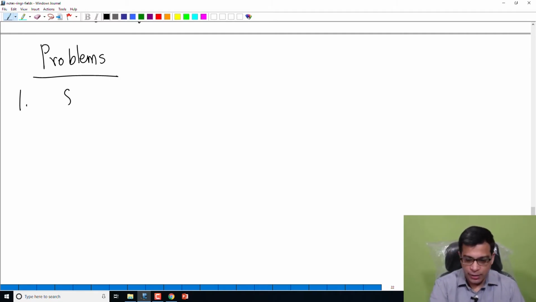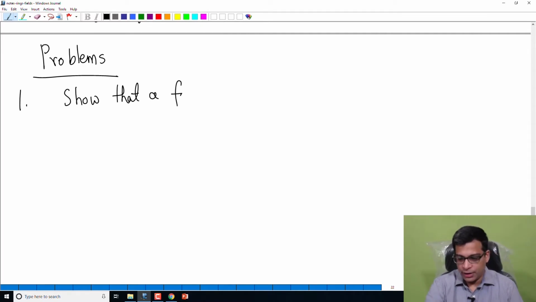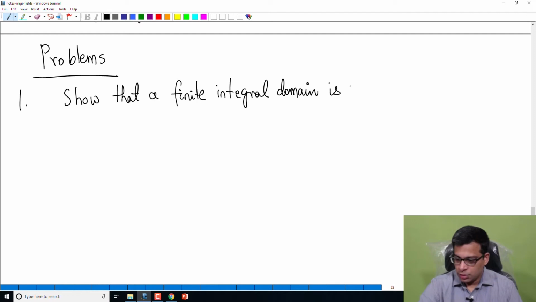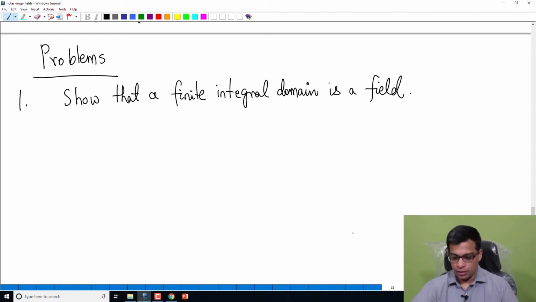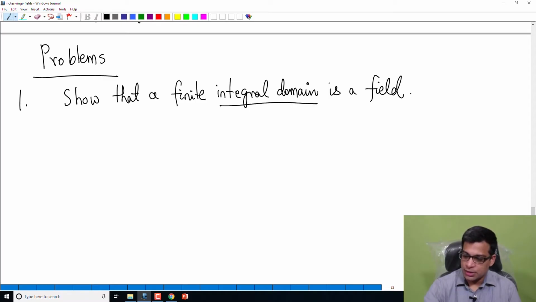Show that a finite integral domain is a field. So remember, what is a finite integral domain? You know what an integral domain is. It's a ring where the zero ideal is a prime ideal. Finite simply means this has only finitely many elements.